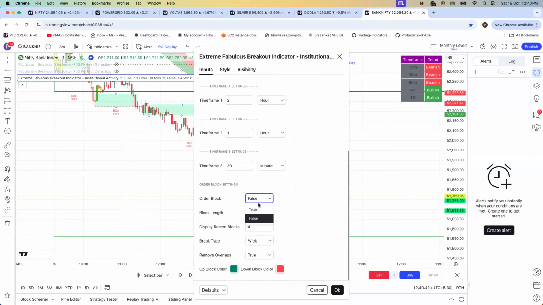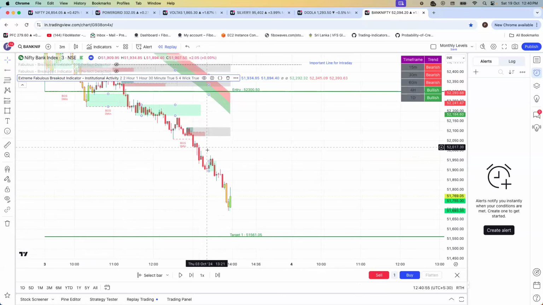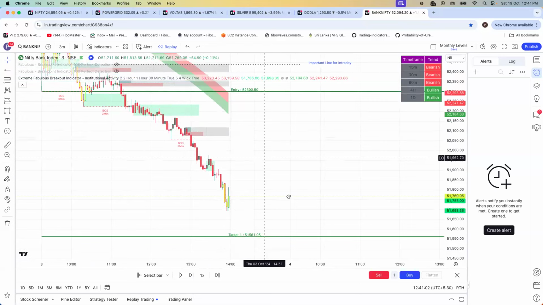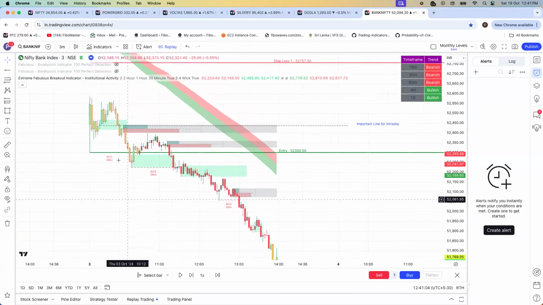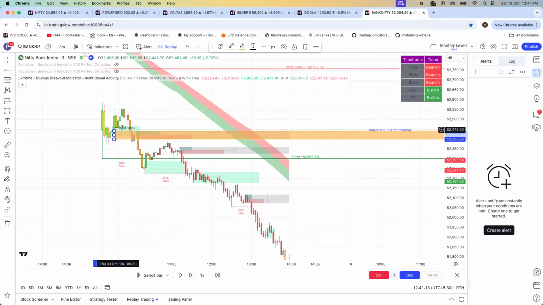Smart money concepts come into the picture here. This one, order block: if you say true here, and I set the block length to 8, you can also reduce it to 6, 3 or 5. If I put 5, it takes 5 blocks and then gives you a particular entry. Here, see this particular thing, this is another order block. Wherever you see an order block forming, think of it as a zone, a selling zone.